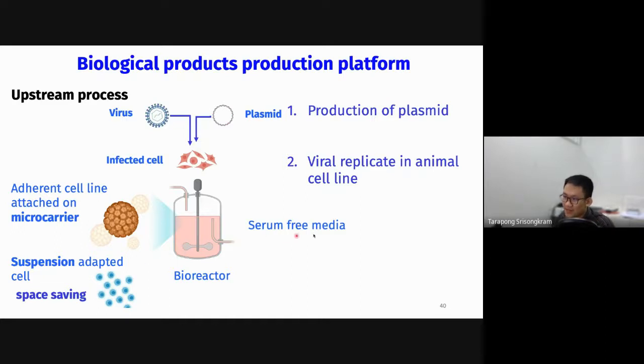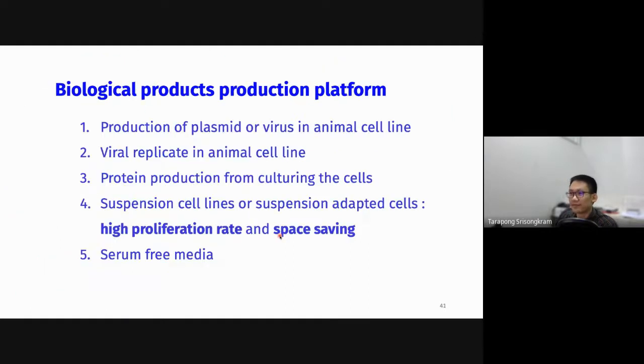And we use the serum-free media to prevent the protein contamination and reduce the cost of the purification of the product, which is, I'm writing the summary in this slide here. You can read it.